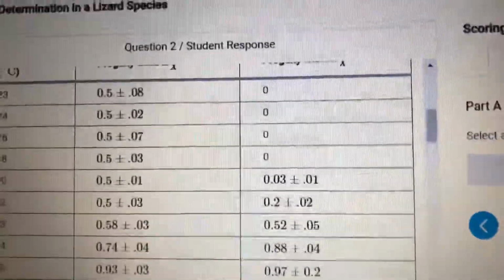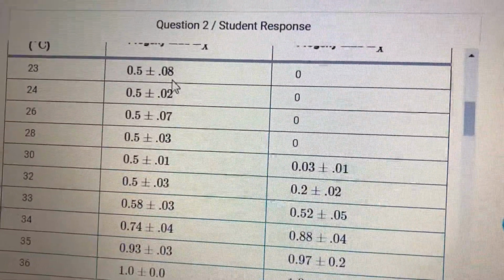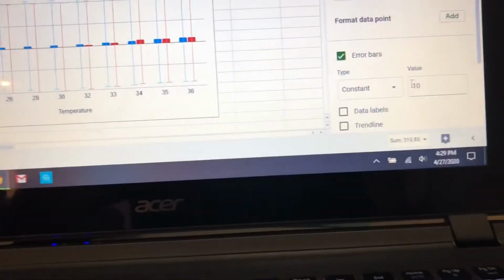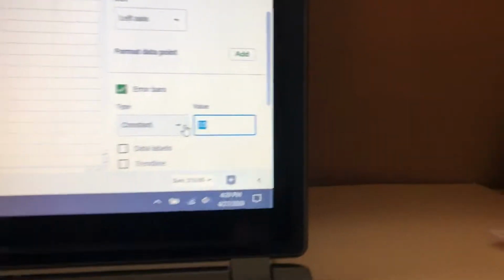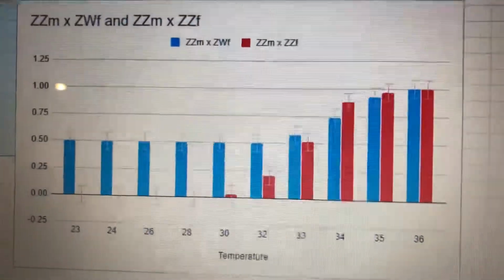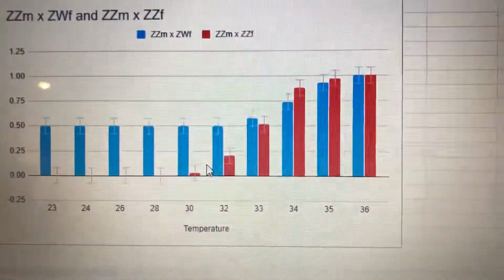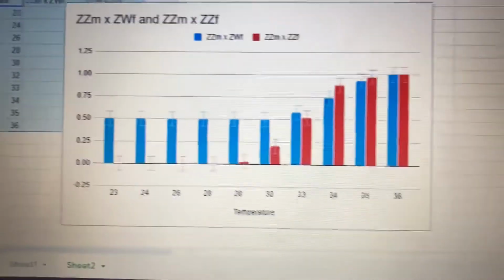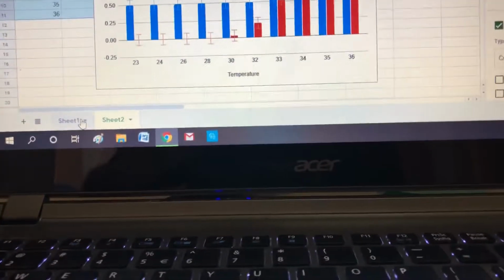So if I wanted to change that, because the first error bar should be 0.08, I'll change it here, 0.08. What that does is it changes all of my error bars to 0.08, but we know they're not all 0.08. There's 0.02, 0.07. So this method doesn't work. So here's what we actually have to do.